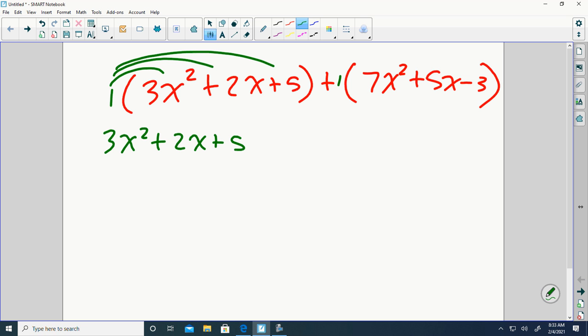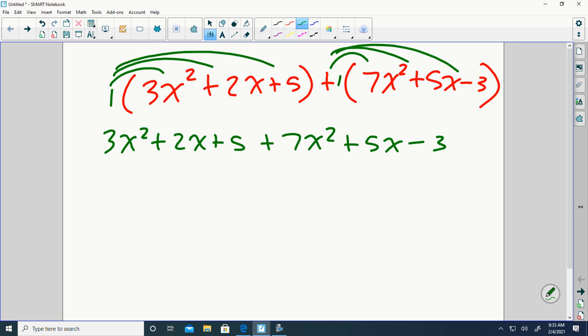I don't have to say, okay, what's 1 times 3x squared? Because we know it's 3x squared. What is 1 times 2x? Well, we know it's 2x. What is 1 times 5? We know it's 5. And then I'm going to do the same thing here. Now notice I have a positive. So that's what's taking place. So I have plus 7x squared plus 5x minus 3.